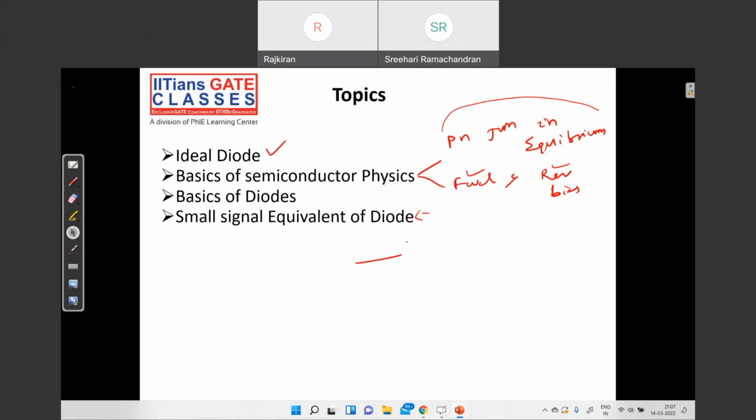So for example, if I have a diode and I am applying a DC bias, this is a voltage and this is a current I. If you change the DC bias voltage a little bit, suppose you apply a simple AC on this DC, then the current also will change. If you apply a small change in voltage, how much change in current will flow? That will be discussed in the small signal equivalent of the diode.